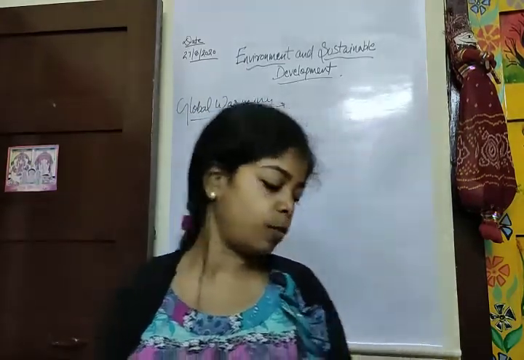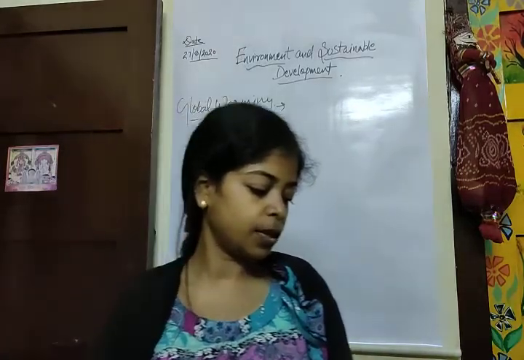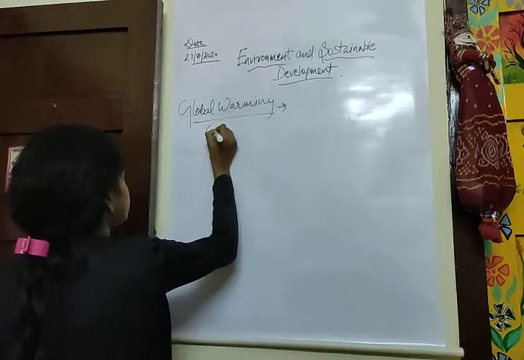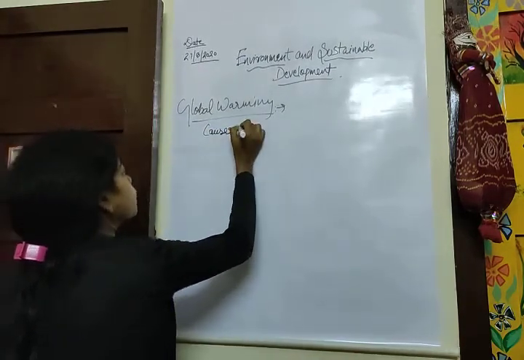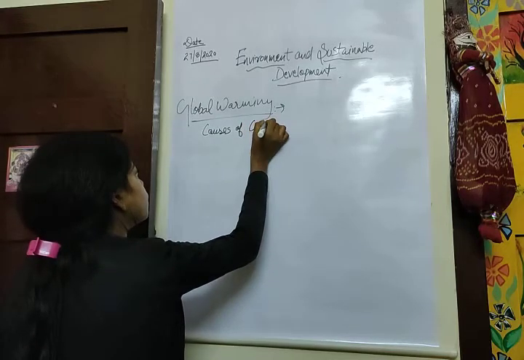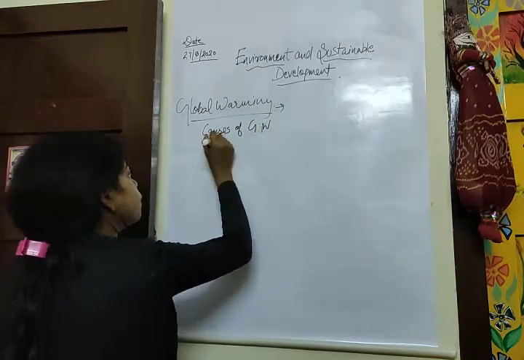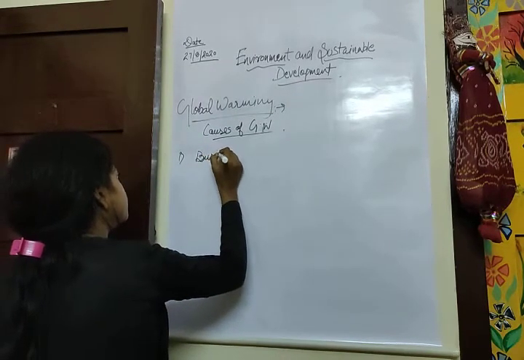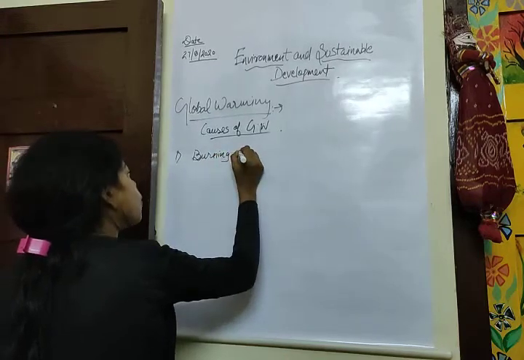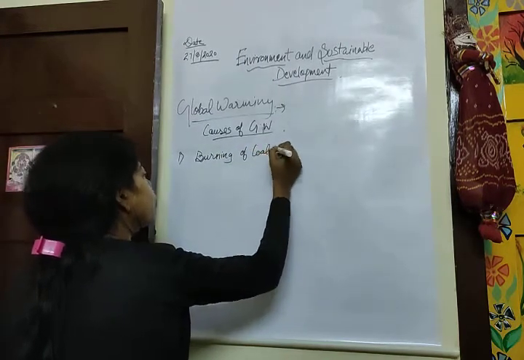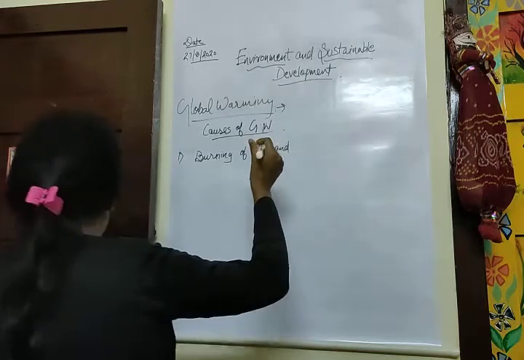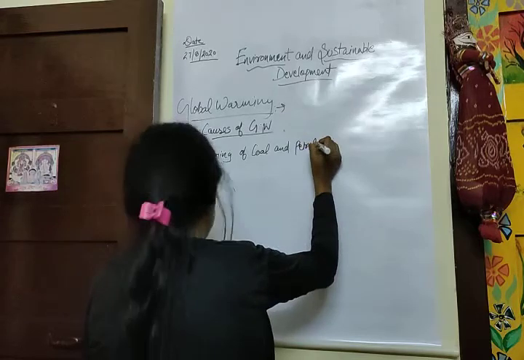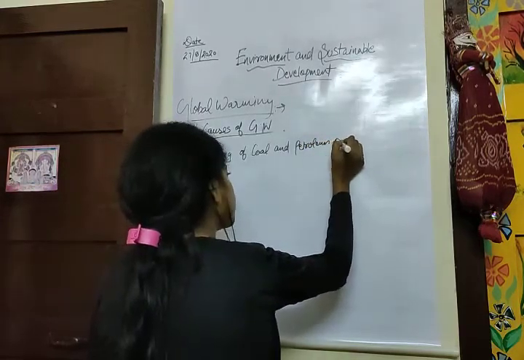And what are the causes of global warming? The cause of global warming is burning of coal and petrol. What are the causes of global warming? First is burning of coal and petroleum products.